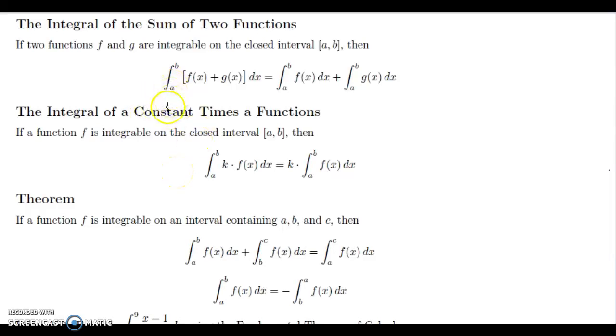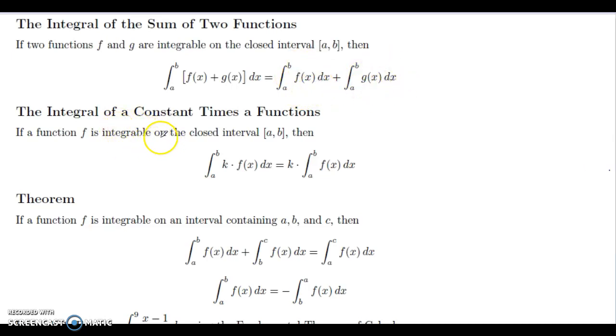So in this section, we will learn some strategies to simplify the calculation of definite integrals. The first theorem is regarding the sum of two functions. The integral of f plus g is the same as the integral of f plus the integral of g over the same interval. The advantage of this is that we break down a more complicated function into smaller and easier to manage functions.